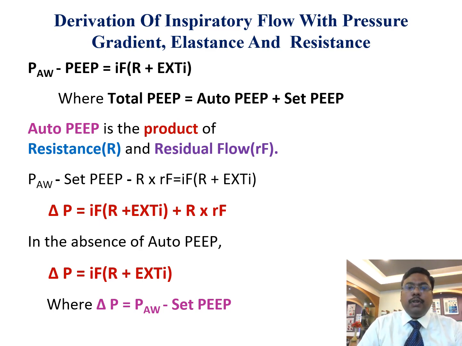Total PEEP is equal to auto PEEP plus set PEEP. Previously we discussed auto PEEP is a product of resistance and residual flow. So we substitute in this. We get the result, delta P is equal to IF into bracket R plus E into TI, close the bracket, plus resistance into residual flow. In the absence of auto PEEP, the residual flow is 0. So the equation becomes delta P is equal to IF whole bracket R plus E into TI, close the bracket. So delta P is equal to airway pressure minus set PEEP.